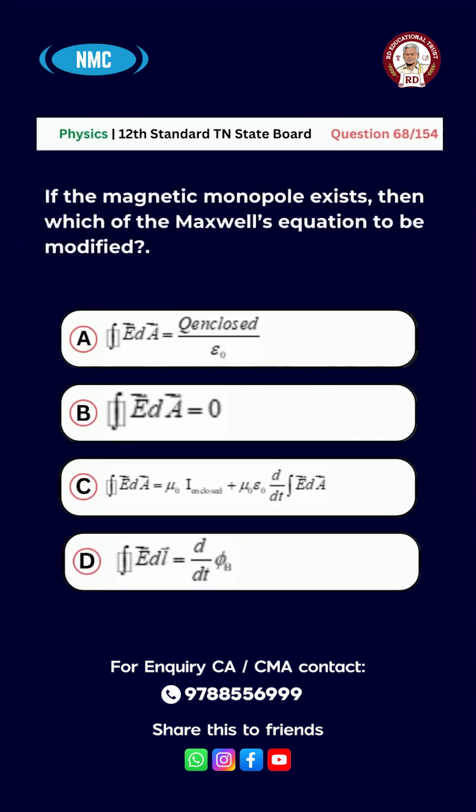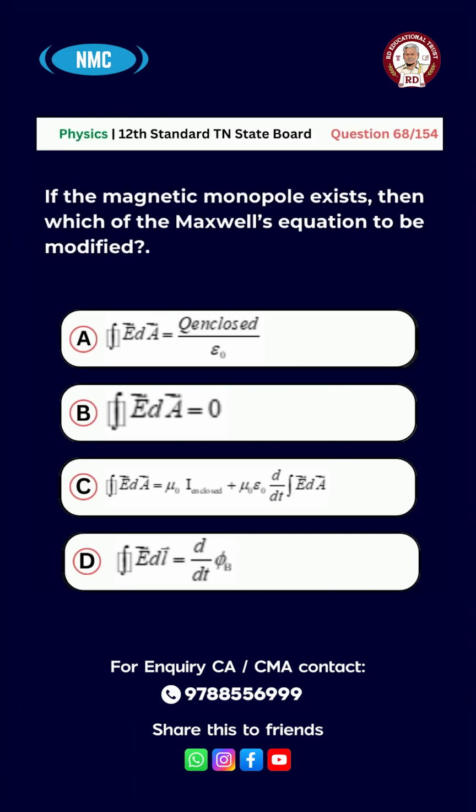Question number 68. If the magnetic monopole exists, then which of the Maxwell's equations needs to be modified? Option A, the closed surface integral of E dot dA equals q enclosed by epsilon naught. B, the closed surface integral of B dot dA equals 0.